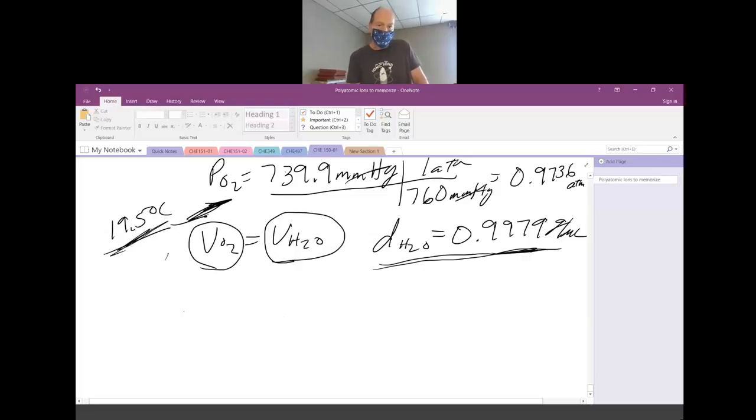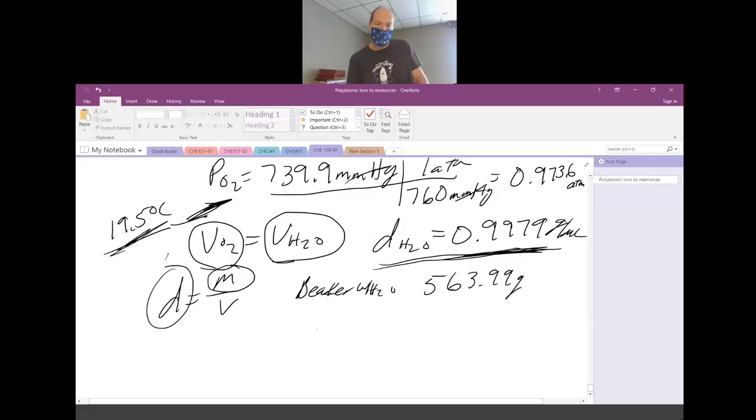All right, so the density is, of course, the mass over the volume. We have the density. It's right here. We look it up. It's a constant for water at a given temperature. All we need to know is the mass of water, and that's where we use our beaker. So remember, we had the beaker with water, and that was 563.99. And then we had the beaker that was empty, and that was 152.58.